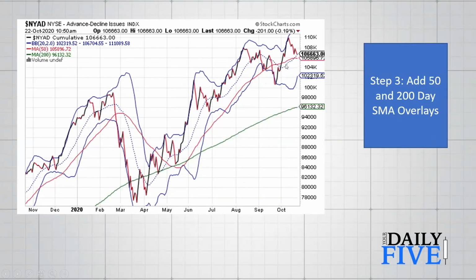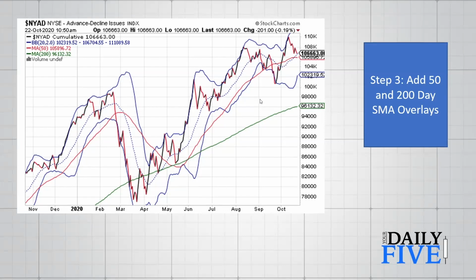Step number 3, we want to add the 50 and the 200-day moving average overlays. Remember the first chart, because these are the edges of chaos. 50-day moving average, red line, 200-day moving average, in this case, the green line. These are good overlays. As you can see, your line is starting to look more and more like my line. So Bollinger Bands tell you when a big move is coming. The 50-day moving average keeps you on the right side of the market in the intermediate term, and the 200-day moving average keeps you on the right side of the market for the long term.